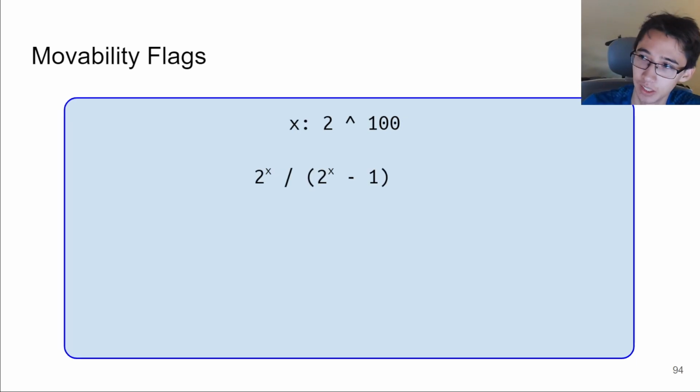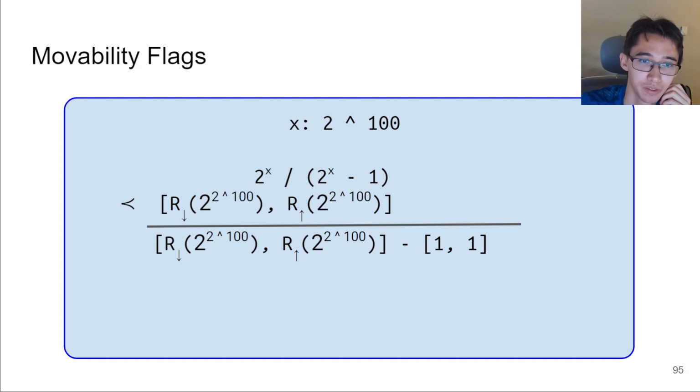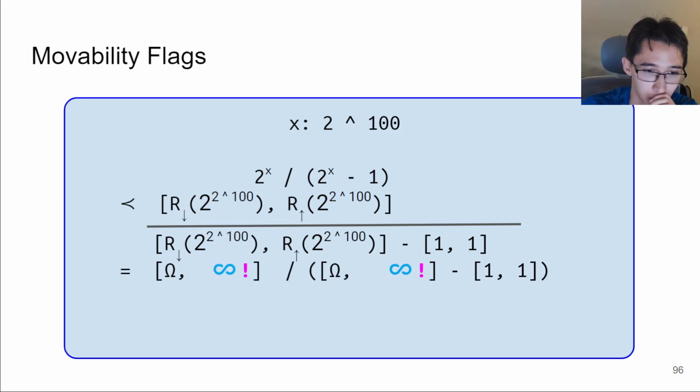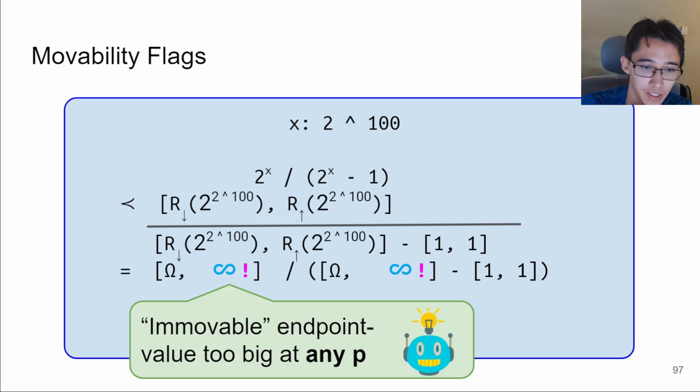So let's return to our example and see how movability flags might help us here. In this example, we have 2^x / (2^x - 1). And doing the substitution as before, we get these big intervals. The key part is that when we do this rounding, we will be able to set the movability flag on the infinite endpoint. The reason for that is that the overflow will happen at any p, so we'll always get an infinite endpoint on the right.